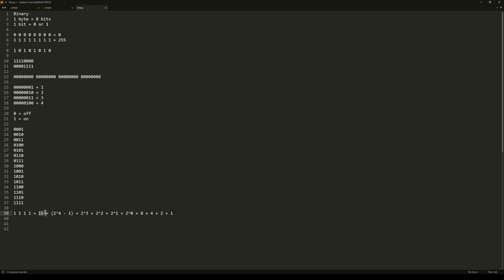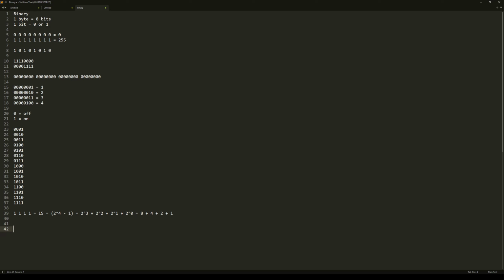The reason 15 is the biggest number that you can get from these 4 is because this first digit is a 1 instead of a 2. So instead of getting a 16, which is 2 to the power of 4, you will have 2 to the power of 4 minus 1. And then again, as I said over here, this sequence is equivalent to this sequence right here, which is equivalent to this sequence.